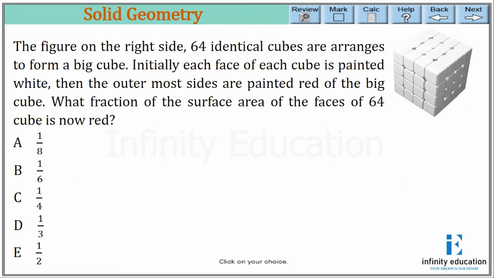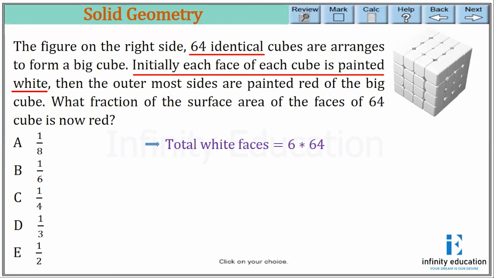So we first have to calculate the total number of sides, then how many of them are painted red. So initially each side of each cube is painted white. We can see there are a total of 64 identical cubes. So total white faces should be 6 into 64, because one cube has 6 sides and there are 64 identical cubes. That is, total white faces are 384.